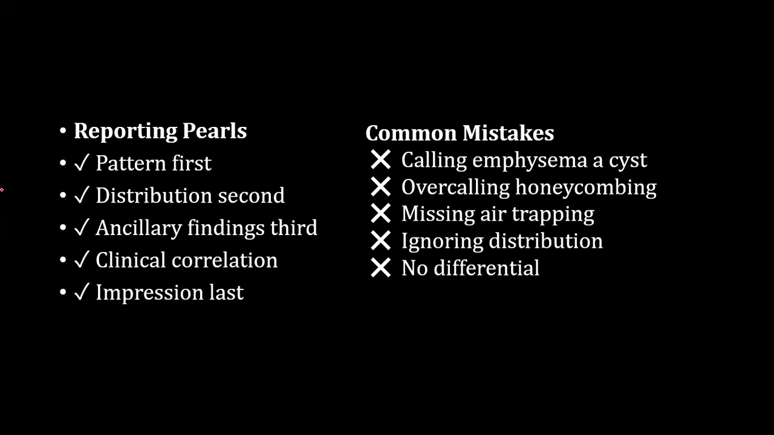So the common mistakes, now I'm winding up the lecture. So you have completed all those things in detail, and so please avoid these common mistakes: overcalling emphysema as a cyst. A cyst has a wall, emphysema has no wall. Don't overcall honeycombing. You know the difference of the honeycombing. Never miss air trapping. Never ignore the distribution pattern, and always give the differential if you are not sure, right? Don't just come to a single disease, right?